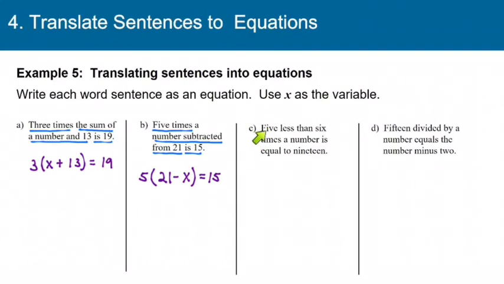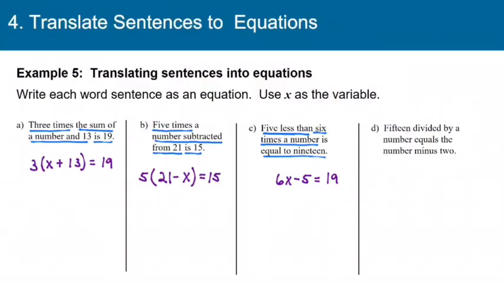For part C, we have 5 less than 6 times a number is equal to 19. So again, start with your unknown. Here we have 6 times a number. So this represents 6 times a number, and then we need to say 5 less than 6 times a number. So we take that 6x and we take 5 away from it. And then it says that is equal to 19.